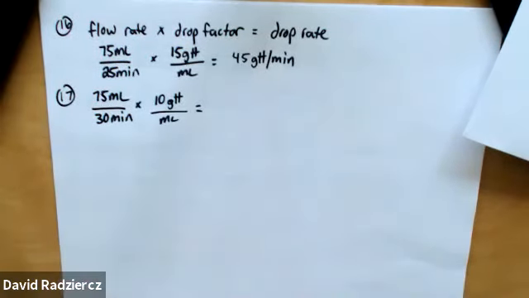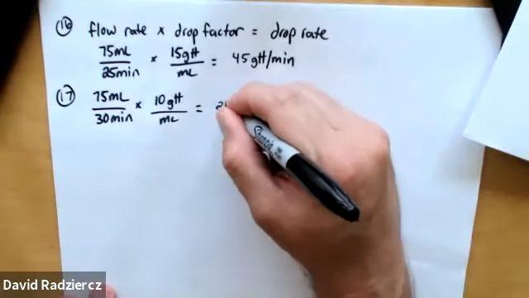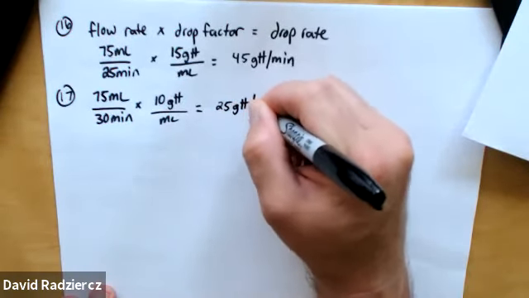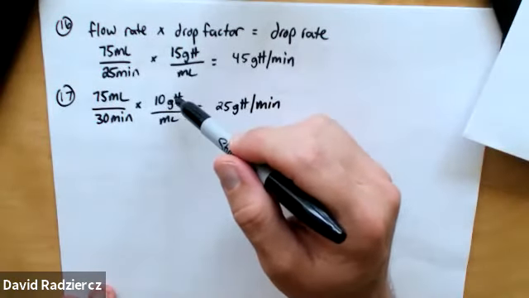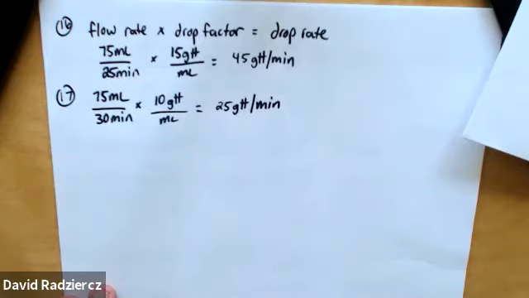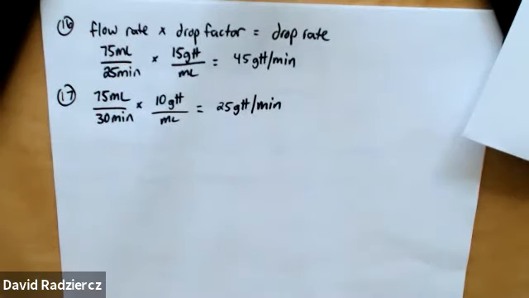So for this one, 75 divided by 30 comes out to 2.5, times 10 is 25 drops per minute. The other way you could have done this is just 75 times 10, which is 750, divided by 30, and you'll still get the same answer, 25 drops per minute. And then I'm just going to double check because I'm sitting here going, did I answer that question right? I believe I did. So 75 times 10 divided by 30, 25, yes.